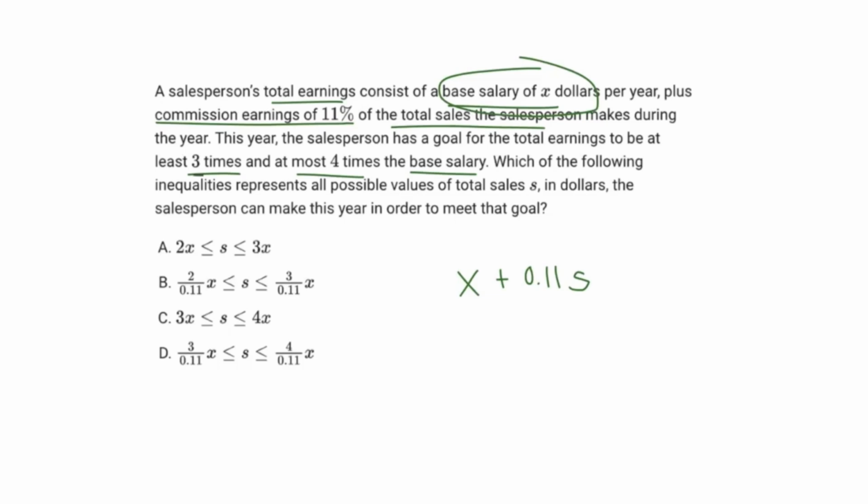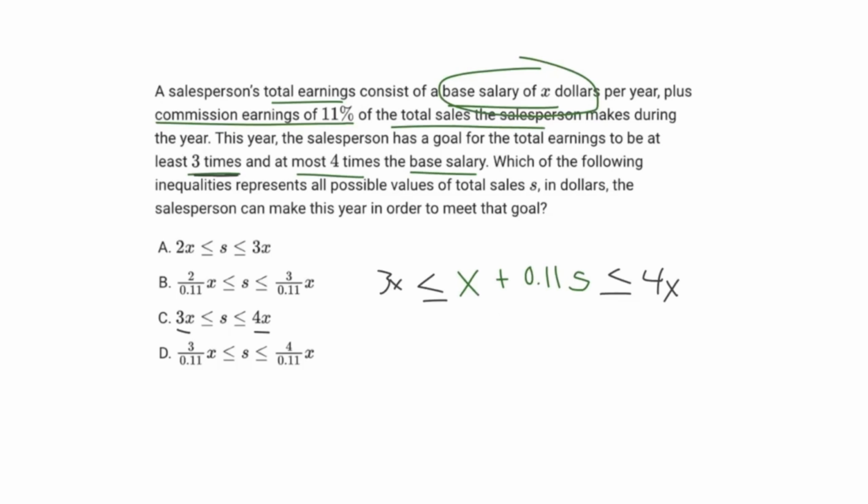So we know that has to be at least 3 times the base salary. So 3x is less than or equal to our total earnings, and at most 4 times the base salary. So that's going to be less than or equal to 4x. All right, so now that we're looking at our answer choices, none of them actually line up, right? C is similar, right, with 3x and 4x, but it just has s in the middle, whereas we have x plus 0.11s. Therefore, in order to actually get an answer that matches up with one of the answer choices, we need to simplify this inequality.